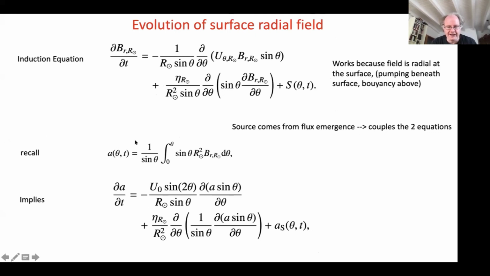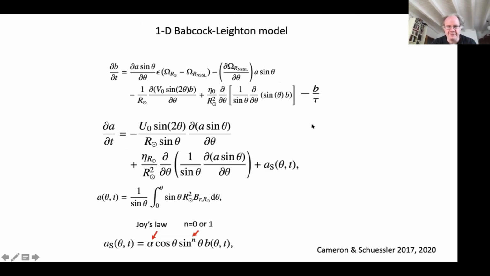We can also look at the equation for the other component of the field. It's A, the vector potential at the surface, which gives the radial component of the field. And if you do this, you find after a little bit of maths, you get this nice simple formula. And so this is the 1D Babcock-Leighton model. It has an equation for the subsurface toroidal field and an equation for the field at the surface.